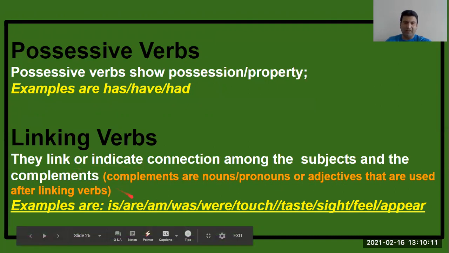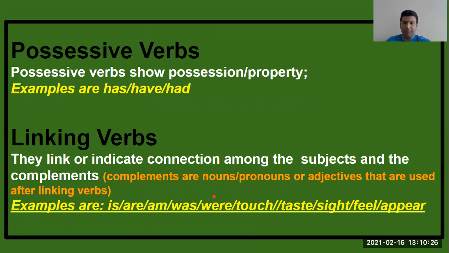So the examples are is, are, am, was, were, touch, taste, sight, look, feel, appear. So usually we use adjectives, nouns, or pronouns after these verbs, and they are also called complements. For example, it tastes nice. So we use nice here after the sensory verb taste, and this nice is called a complement.